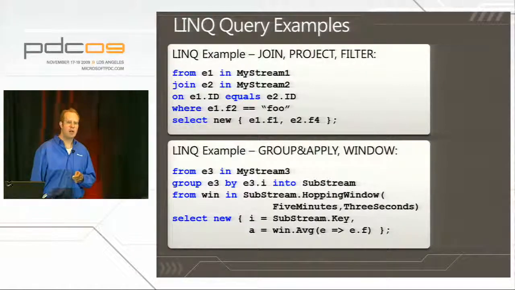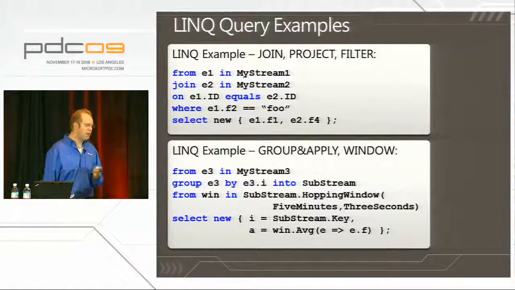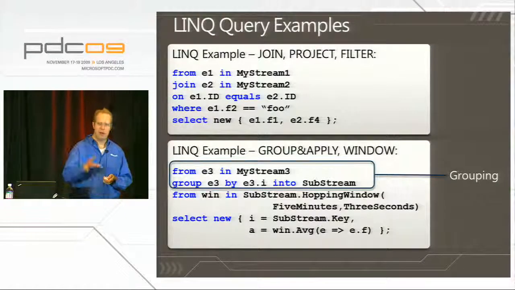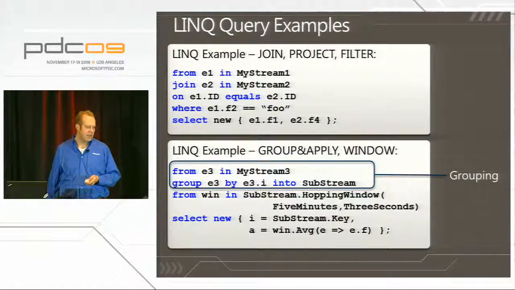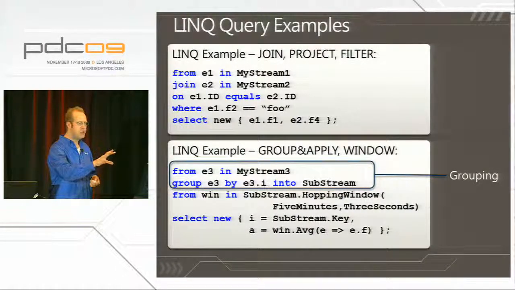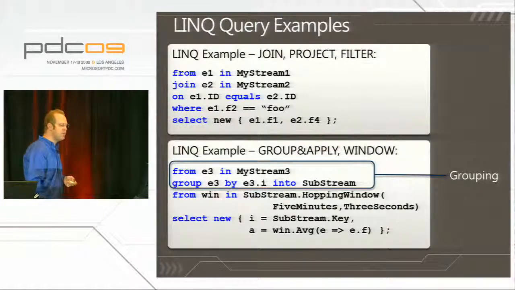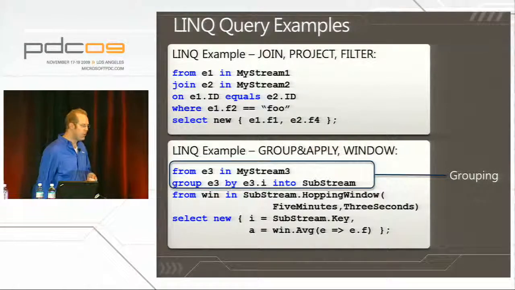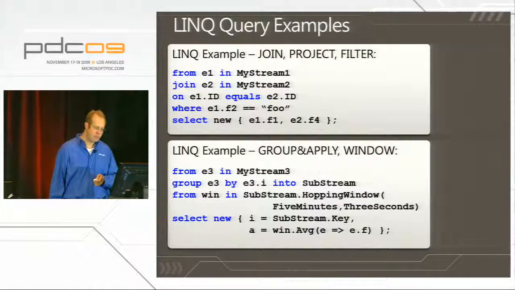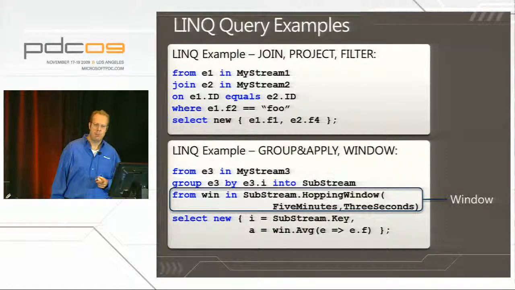Let's look at a more complicated, more intricate example, that is actually using the group and apply operation that I was just mentioning. So think about a data stream, MyStream3, that has a field I, and based on the values that I see in field I, I want to dynamically generate substreams. This is what the first two lines do in this example. For each such substream that I have generated, I want to apply a hopping window operation.